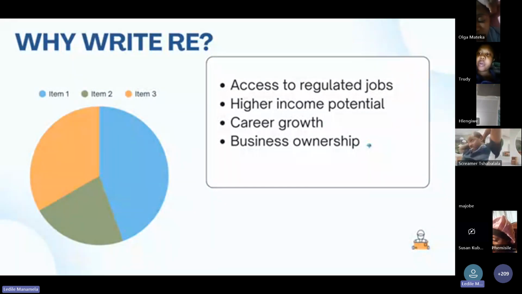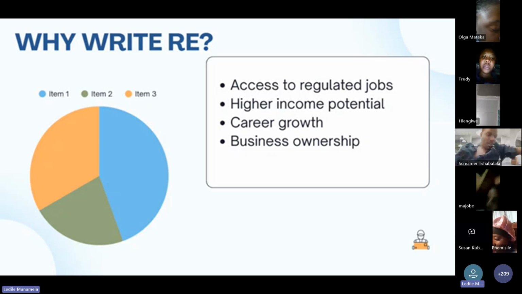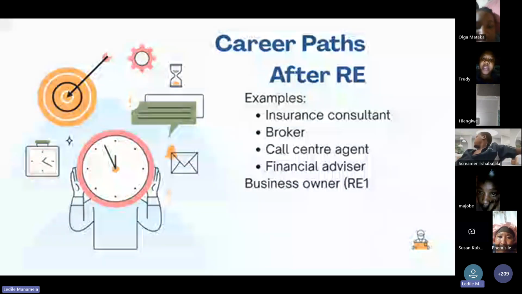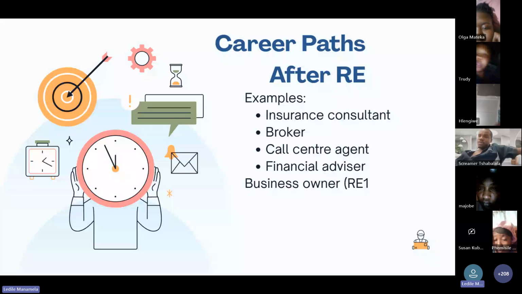So career paths, as I just spoke about, we have things like insurance consultant. You can be a broker, a call center agent, financial advisor, claims consultant, business development representative, sales development rep. I mean, guys, the sky's the limit in this field. So whether you're unemployed, this can be your way of starting the 2026 year with fire, guys, with fire. You can also become a business owner. Obviously, you'll need RE1 for that.